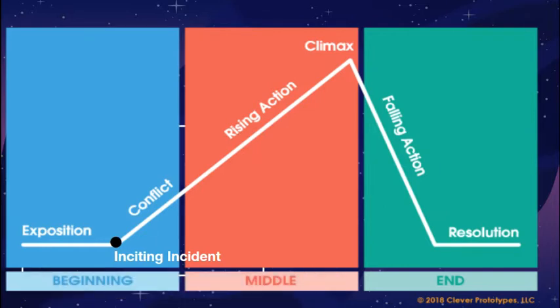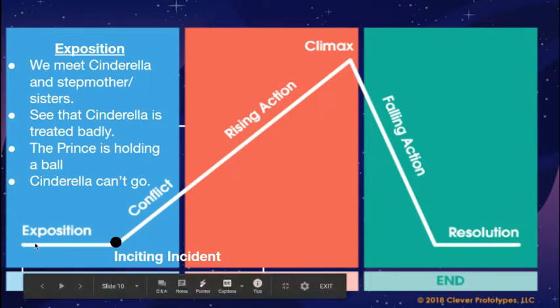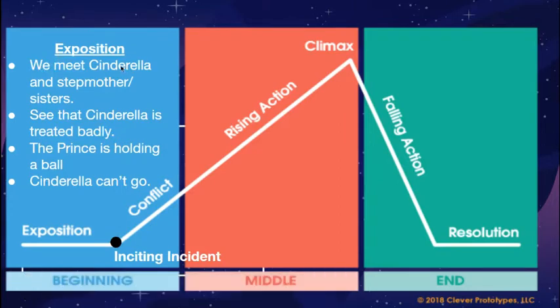Let's talk about another example. Let's talk about the story of Cinderella. So we're going to start with the exposition. Remember, exposition is where we start to talk about the characters, the setting, any background information that we might need to know. So in the exposition, we meet Cinderella and her stepmothers and stepsisters.